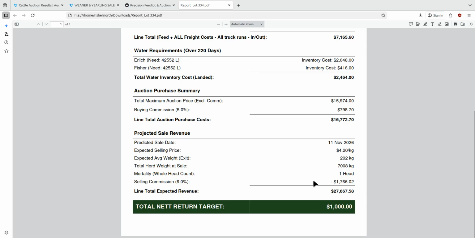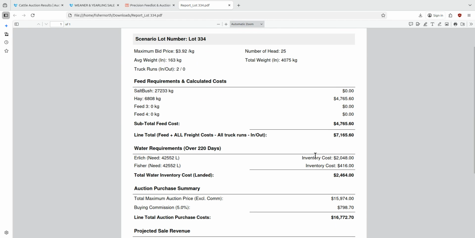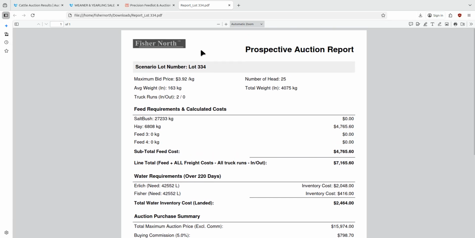And then the selling commission, which is a minus figure because that's taken off the price, and that gives me the total return of 27 that I spent all my money on 16.8. So I spent my $26,667, and I got back $27,667 to give me my net of $1,000. Pretty tight.